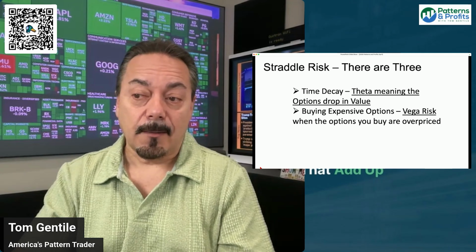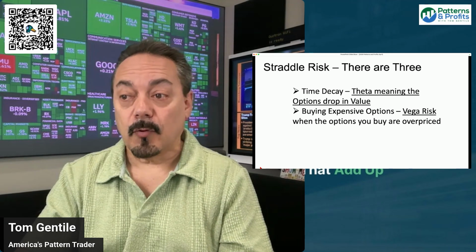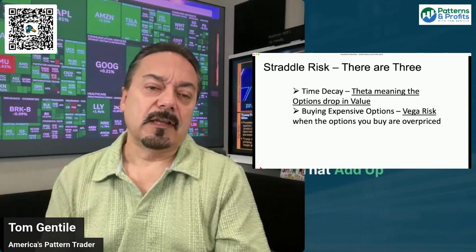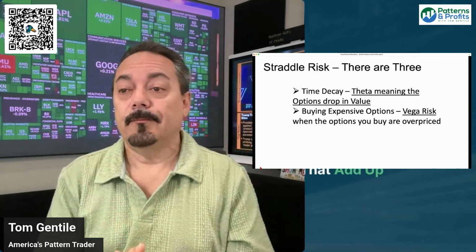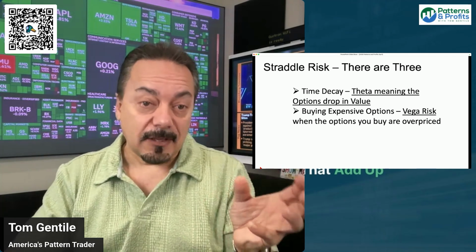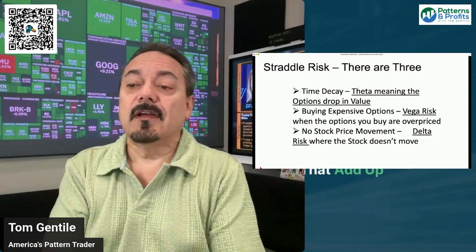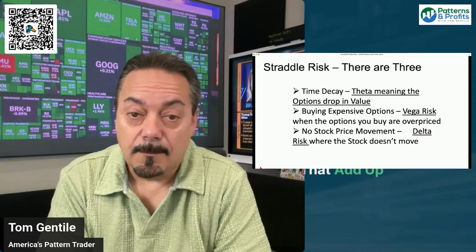They'll drop their time value. Now, the other thing is Vega risk, and that's when you buy options that are overpriced. And so, when I'm looking at the Qs and the SPY right now in the markets, I believe they're overpriced. So that's Vega risk. And then you've got delta risk. And delta risk is where the stock just simply doesn't get up and move anywhere.